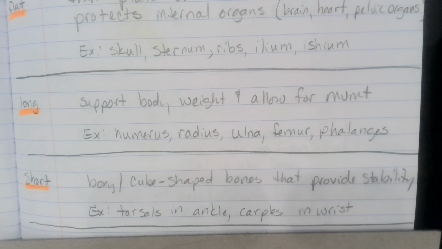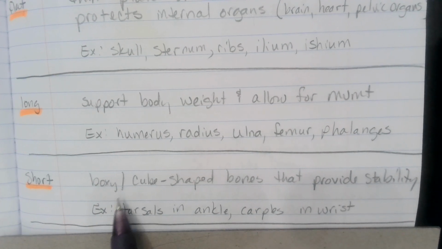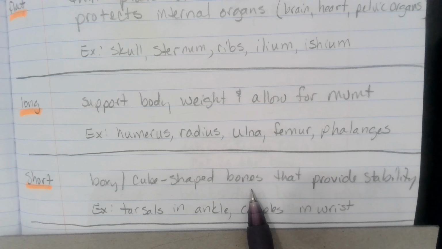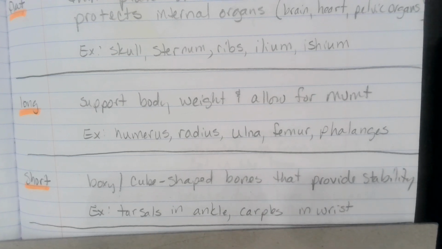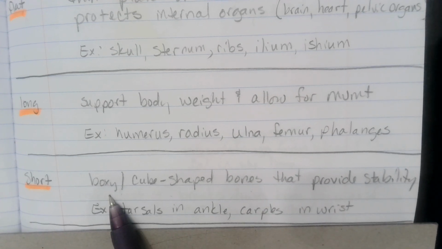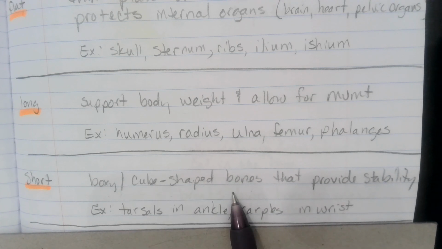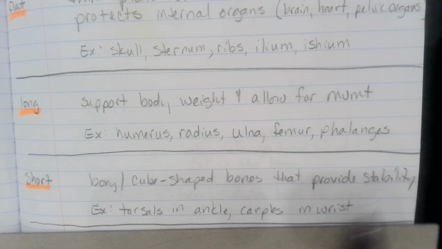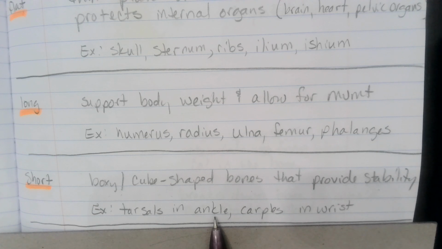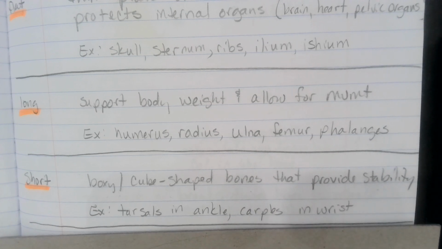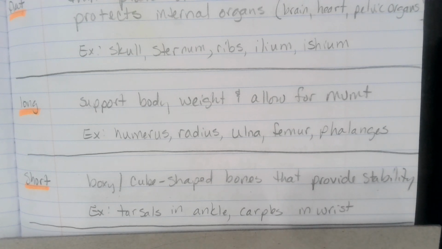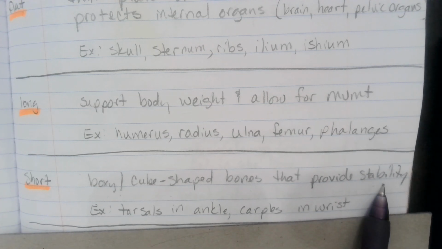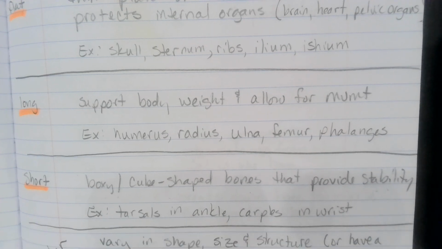All right, short bones. Short bones are boxy, cube-shaped bones that provide stability. For example, the tarsals in your ankle and the carpals in your wrist are boxy, cube-shaped, and they definitely provide stability for your wrist or your ankle.